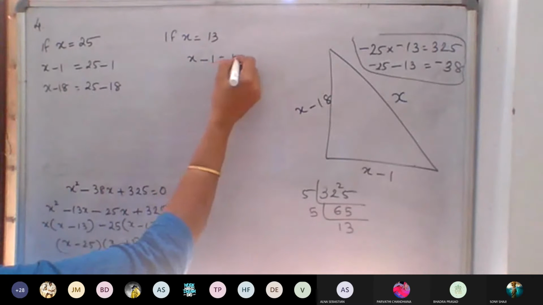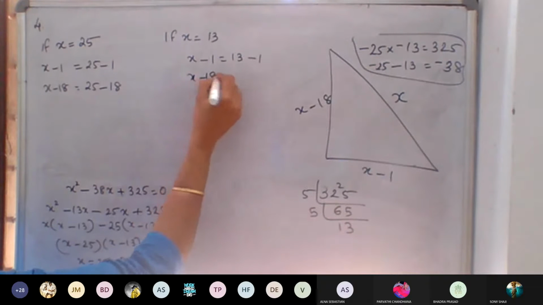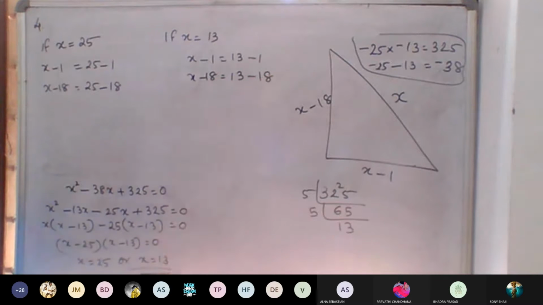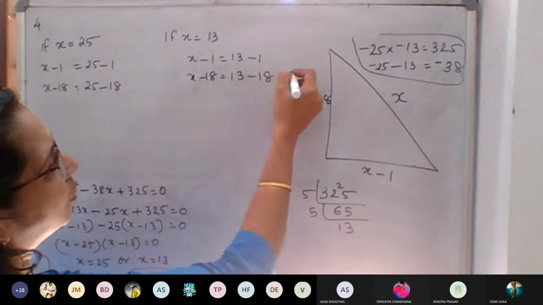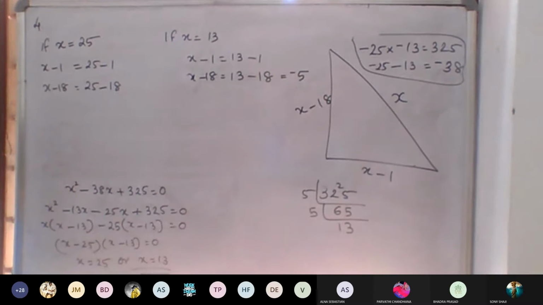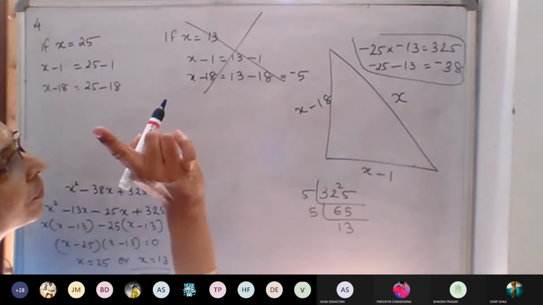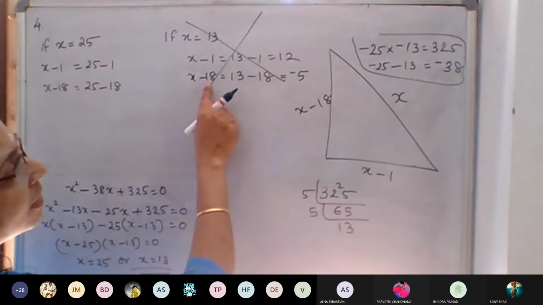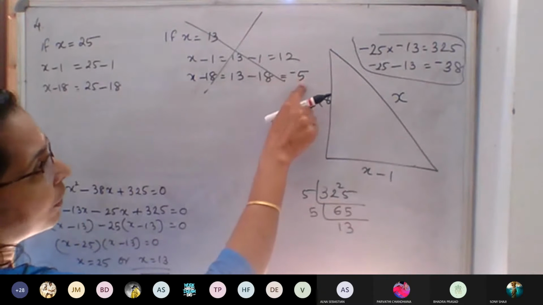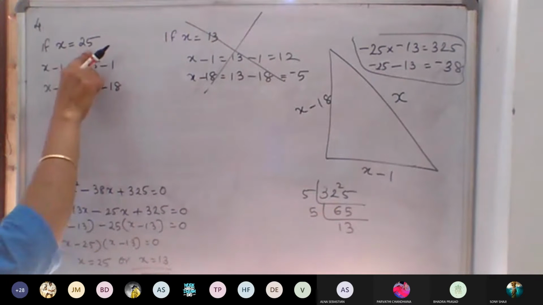X minus 1 is equal to 13 minus 1. Then x minus 18 is equal to 13 minus 18, which is not possible, negative, no? 13 minus 18 is negative 5. So no need of taking this x is equal to 13. 13 minus 1 is 12, but x minus 18 is 13 minus 18, which is equal to negative 5, negative values. So no need of taking x is equal to 13. Only take x is equal to 25.